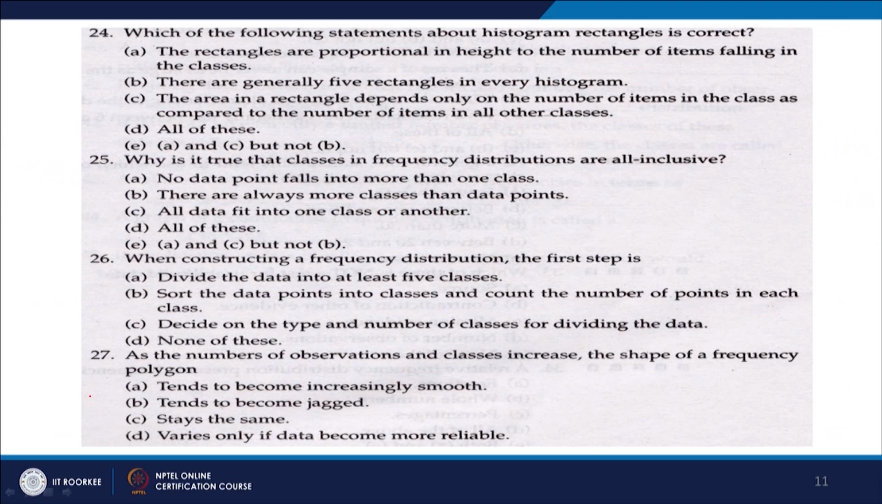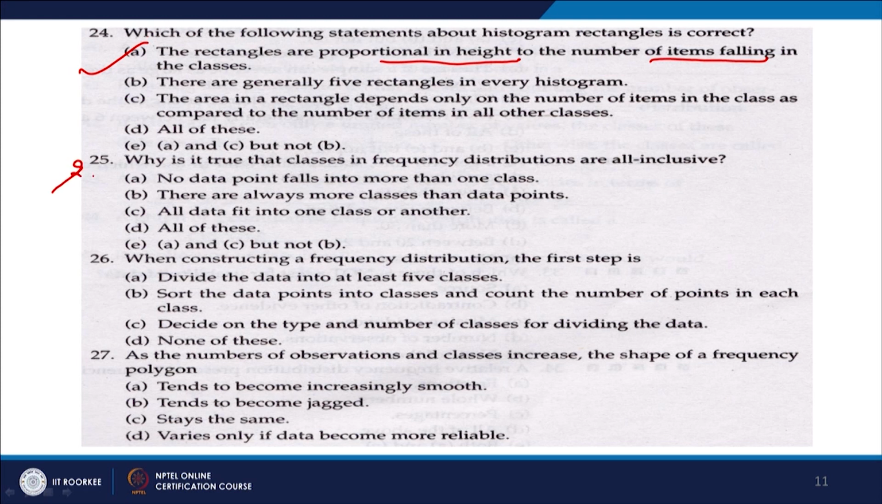Let us move on to the 24th. Which of the following statements about histogram rectangles is correct? The rectangles are proportional in height, yes, to what? Frequency, right, in the classes. So, this is correct.